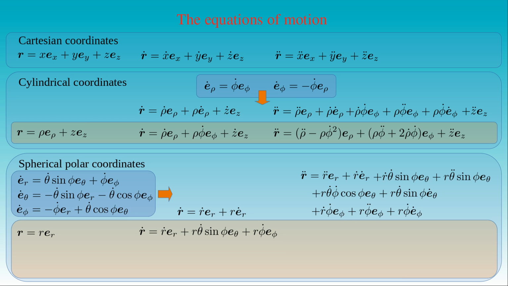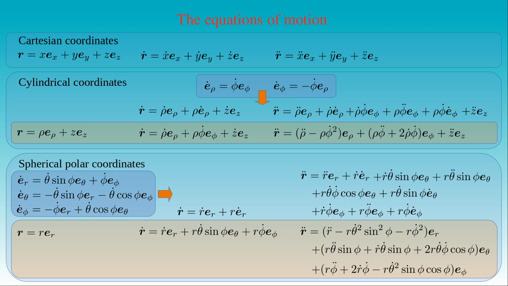vector r. Then the r component of the second-order derivative is equal to r double dot, minus r times theta dot squared times the square of sine phi, minus r times phi dot squared. Its theta component is given by r times theta double dot times sine phi, plus r dot times theta dot times sine phi, plus 2 times r times theta dot times phi dot times cosine phi. Its phi component is equal to r times phi double dot, plus 2 times r dot times phi dot, minus r times theta dot squared times sine phi times cosine phi.